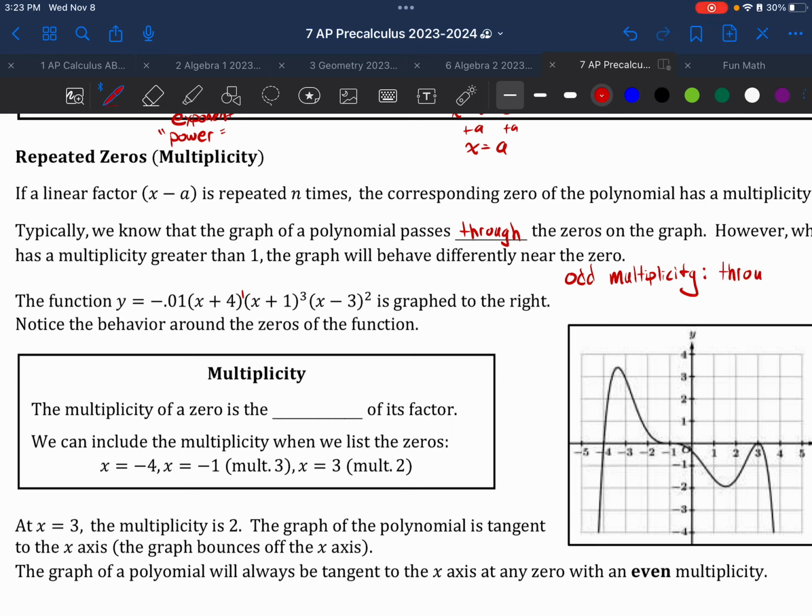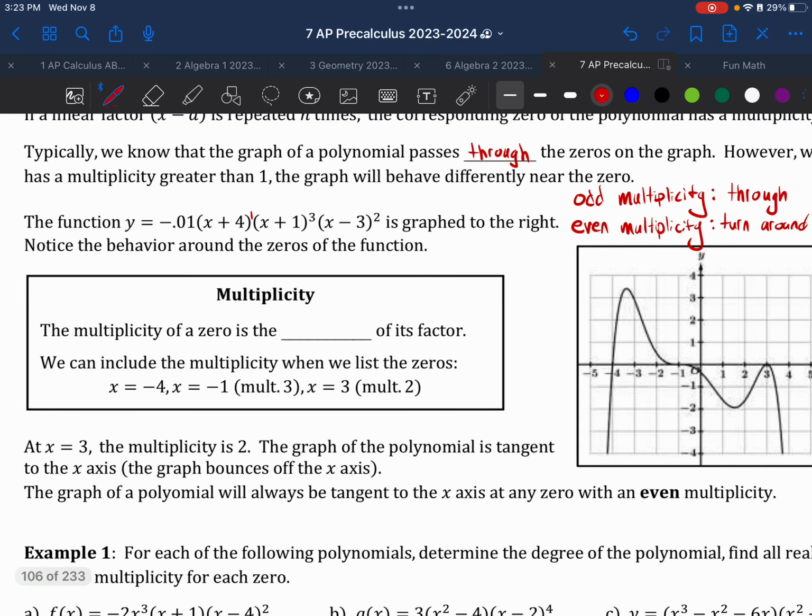My U's look better. You go through the graph. And if you have an even multiplicity, you turn around at those x-intercepts.